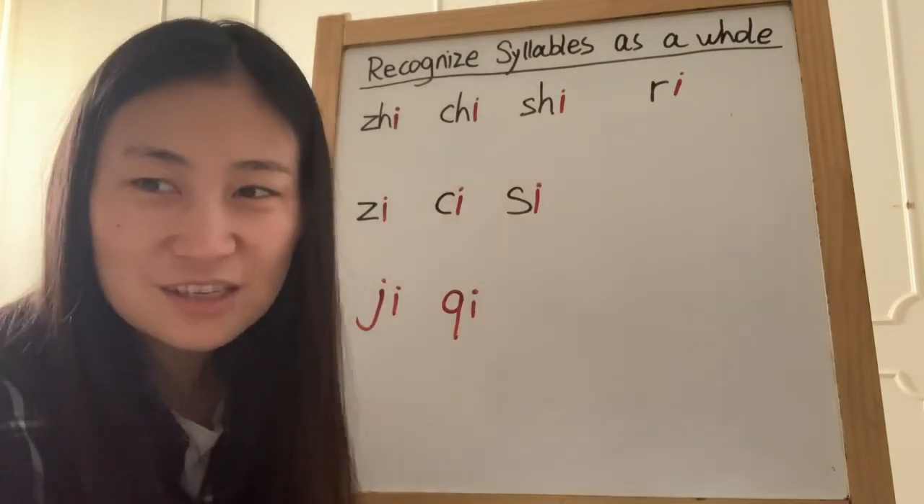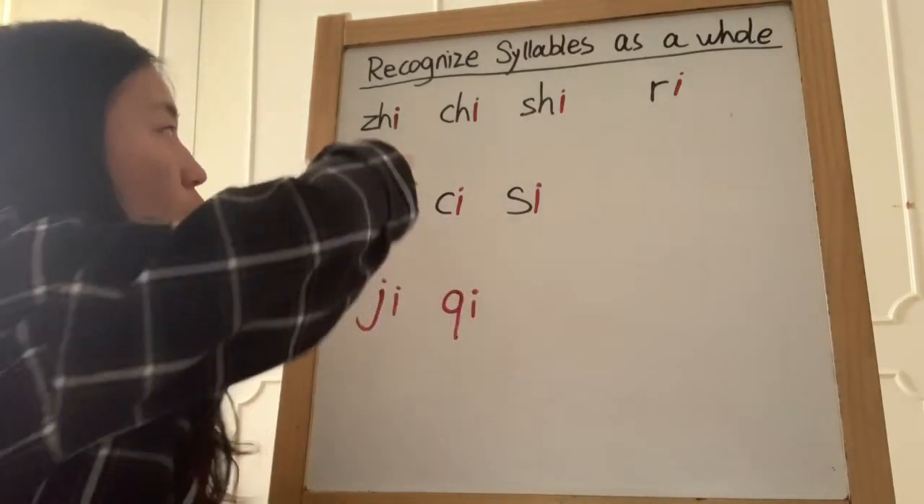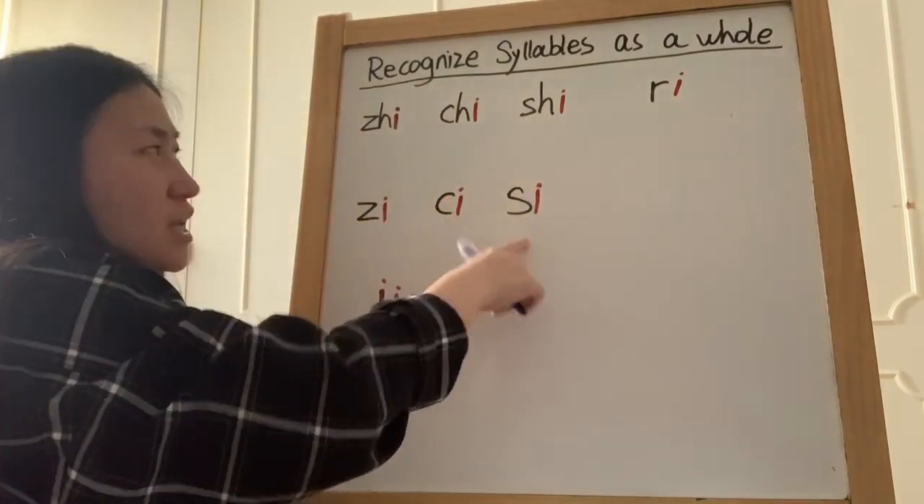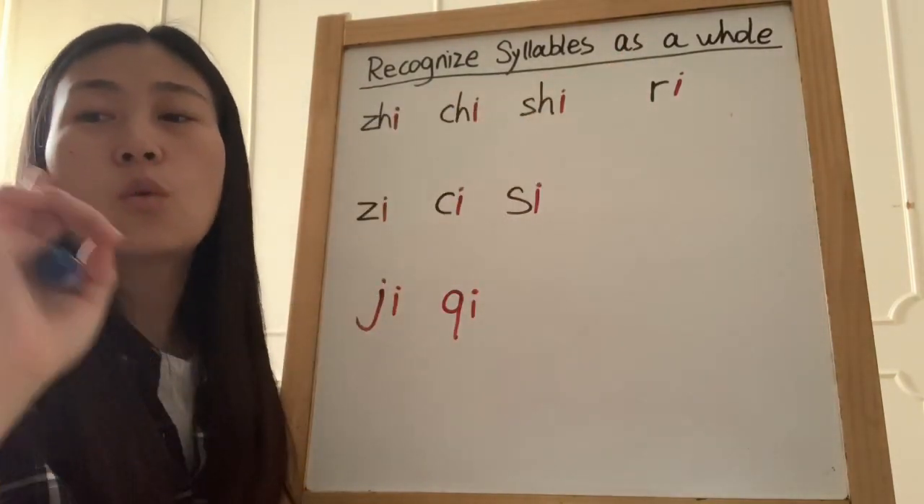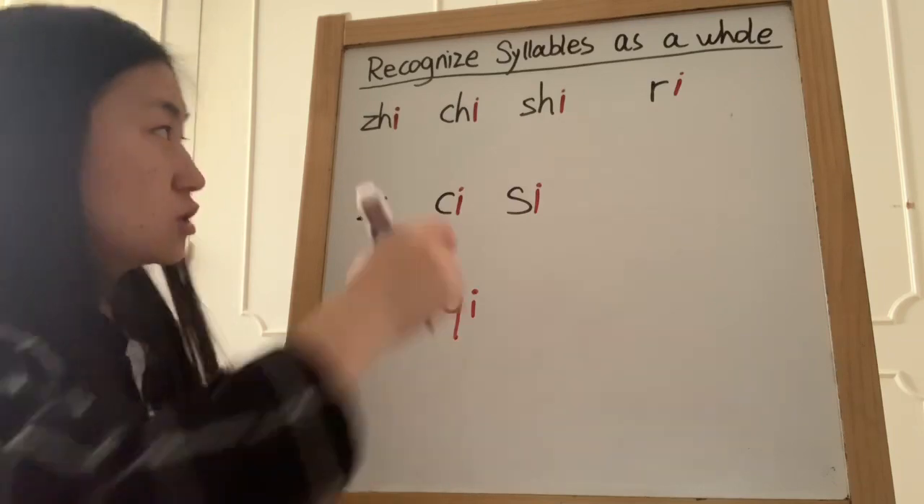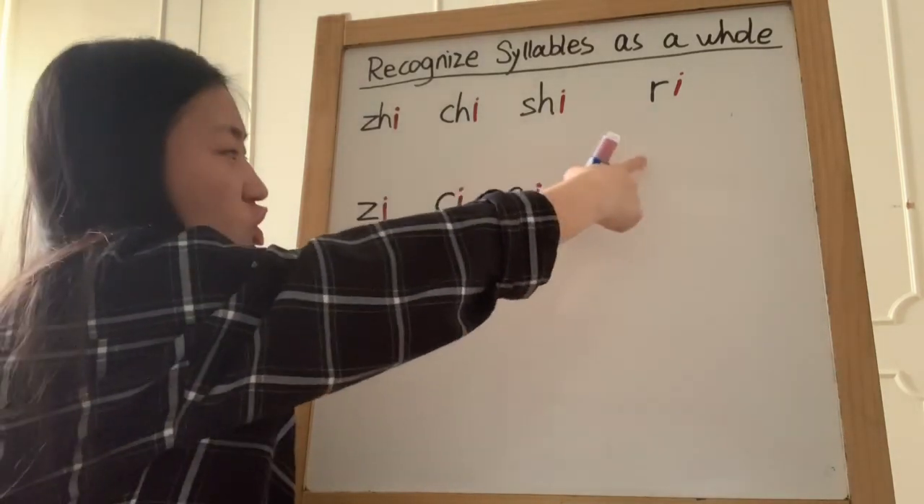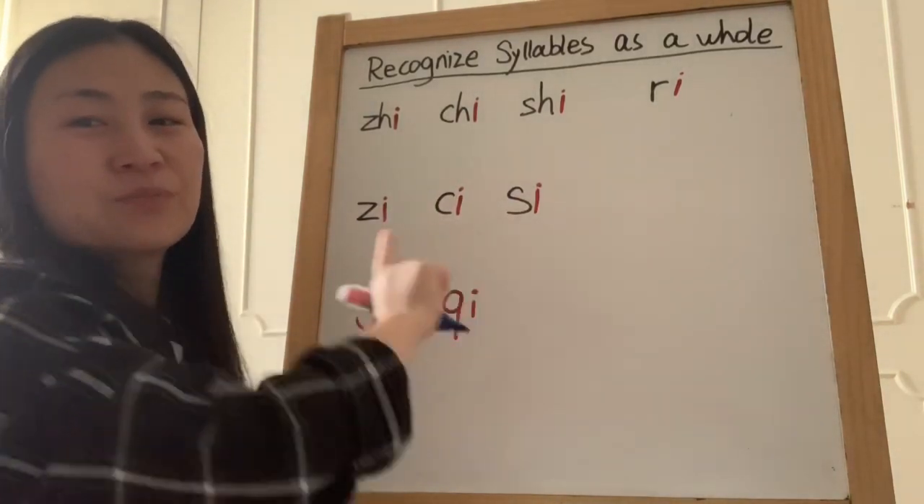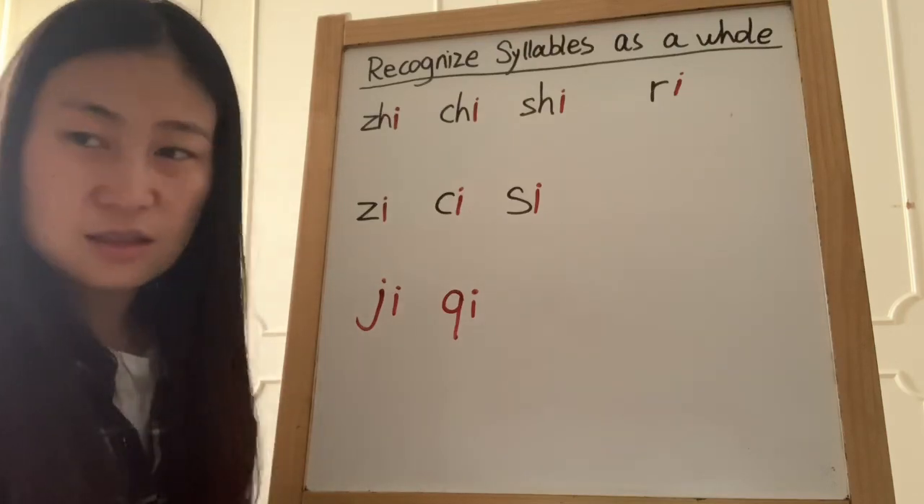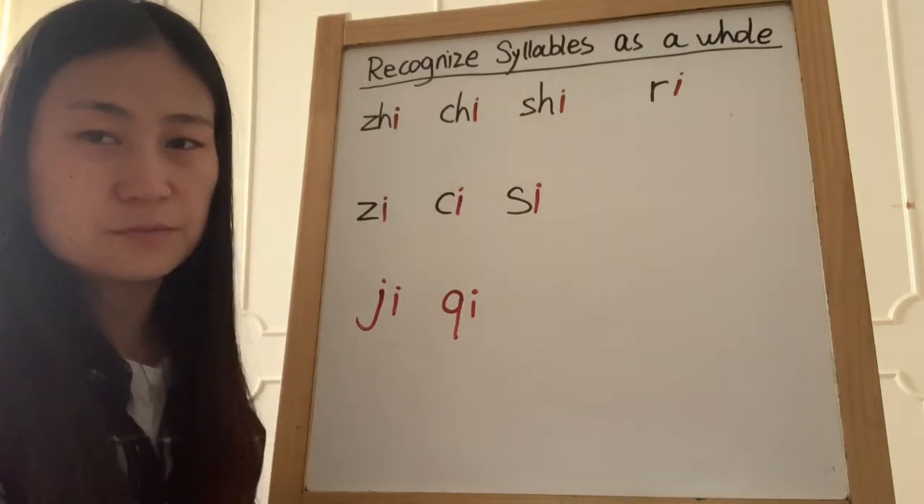We don't have this sound in Chinese. So how do we read these recognized syllables as a whole? This is the way that we read it: zhi, chi, shi, ri, zi, ci, si. The same as the consonant pronunciation.